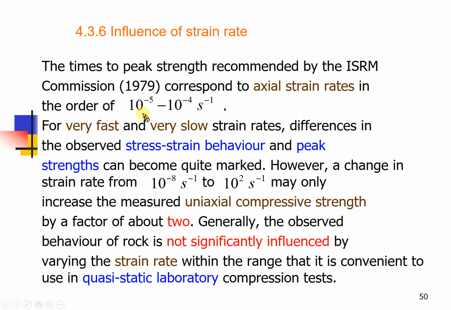Strain has no units, because strain is length divided by length. So 10^-5 means 0.001% strain, and 10^-4 means 0.01% strain. So the strain rate is 0.001% to 0.01% per second.